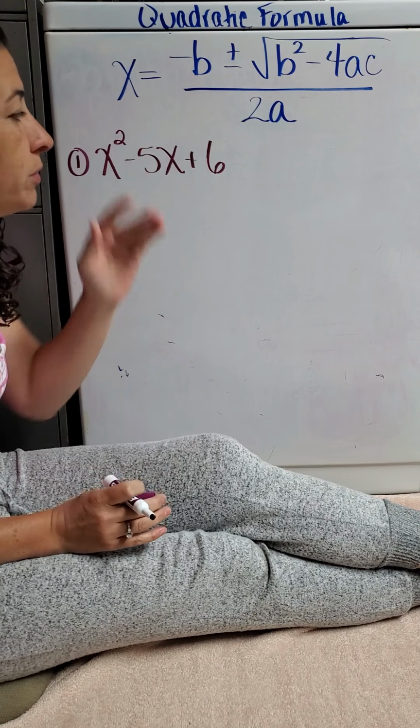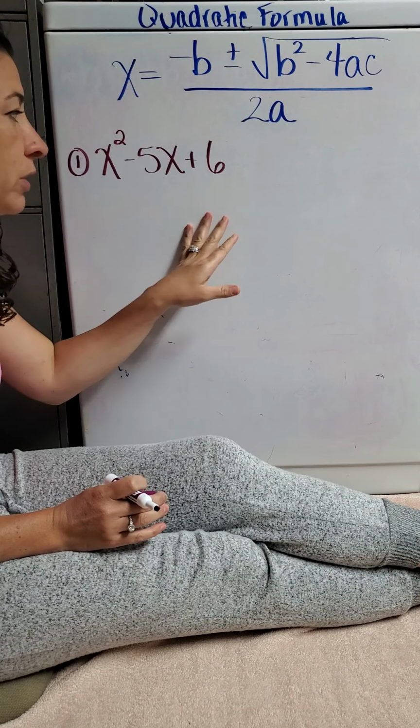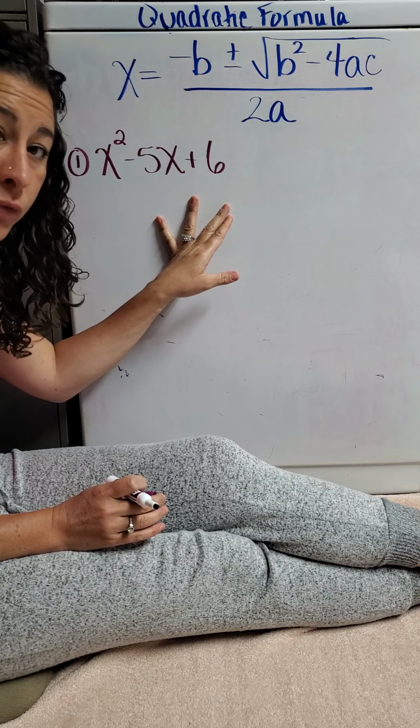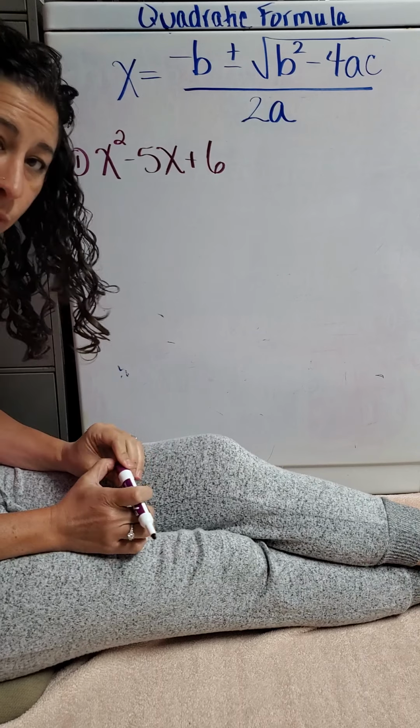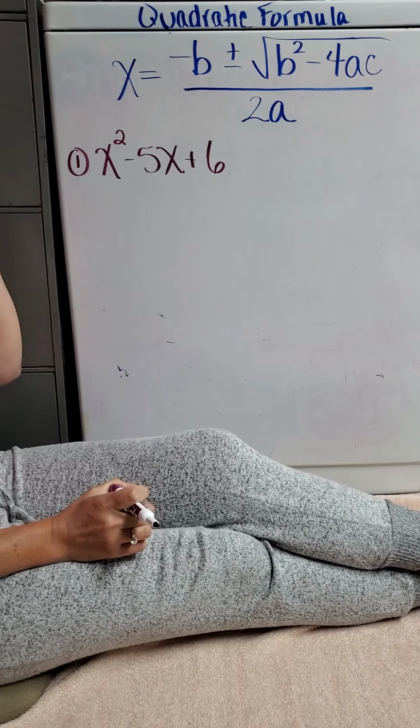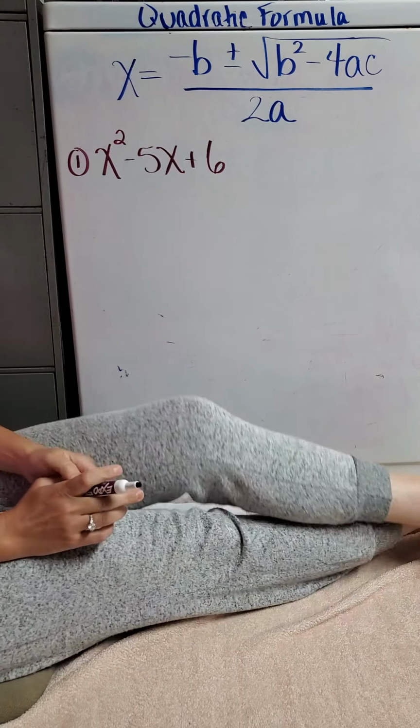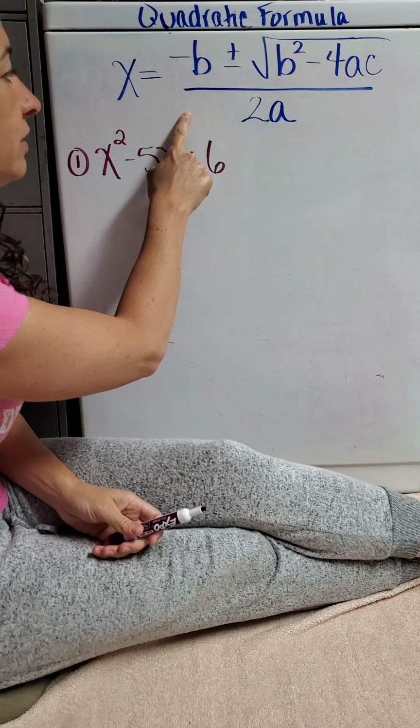I'm going to show you the formula first with one that is actually factorable, that has very simple roots, just so that we can get the point of it. And then I'm going to show you two more, each getting a little bit harder. So please bear with me. The quadratic formula is here.